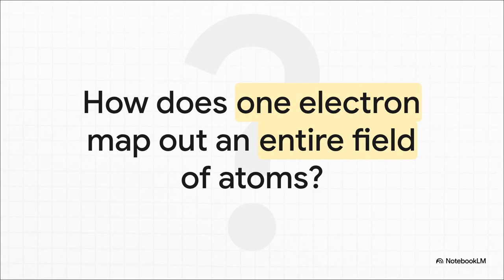And that brings us right to the main event, the big question. How on earth does one electron, flying solo, manage to map out an entire field of atoms? How does it create a complex picture? Well, the answer requires a pretty major shift in how we think. We have to stop picturing the electron as a tiny little ball and start picturing it as a wave.